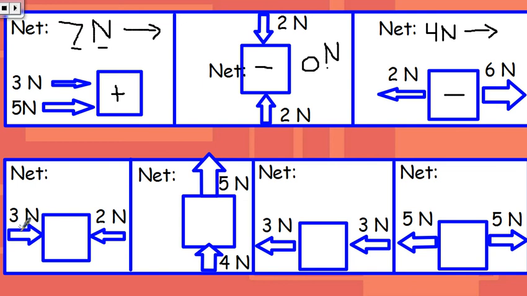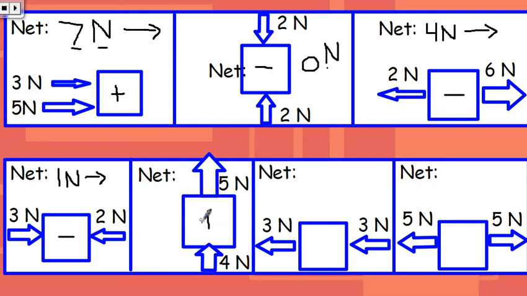This next example, I have 3 newtons going to the right and 2 newtons going to the left. Again, we are in opposite directions, so we are subtracting. 3 minus 2, hopefully you're all going to say 1. We need our unit. And since 3 newtons is our greater force, our net force will also be going to the right.